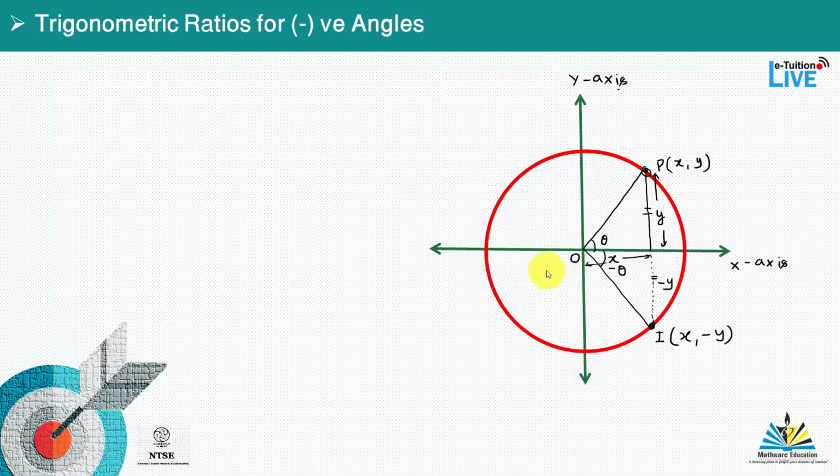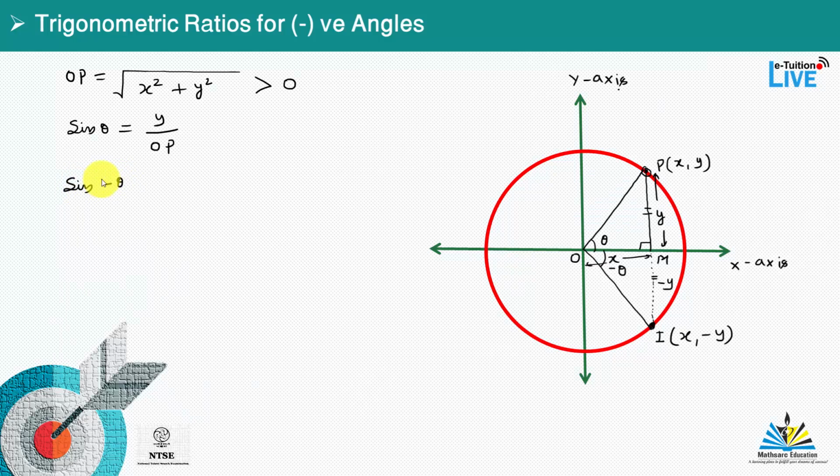Now this is the origin O, and the OP length must be equal to the square root of x square plus y square, by Pythagoras theorem. This is a right angle triangle, and since this is a length, it must be greater than 0. As per the trigonometric ratio, sine theta is equal to perpendicular upon hypotenuse, that is y upon the OP length.